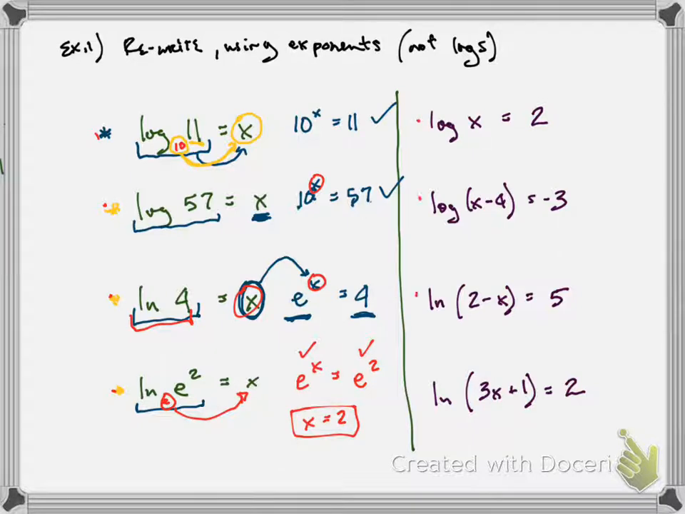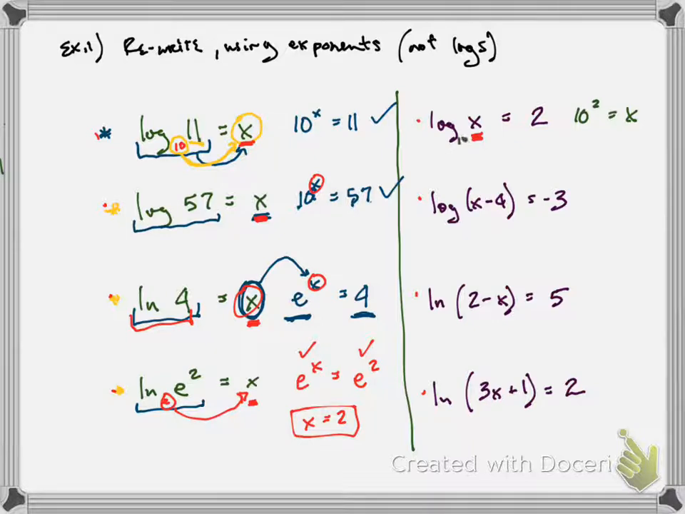Let's jump over here. The log of x is equal to 2. Notice that our unknown shows up in a different location, whereas in the previous examples, the unknown was over here. Now the unknown is here. So we want to start by rewriting. I'll rewrite this as 10 squared is equal to x. So pause and think about that for just a moment.